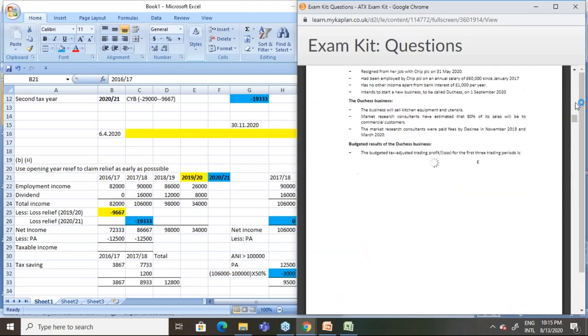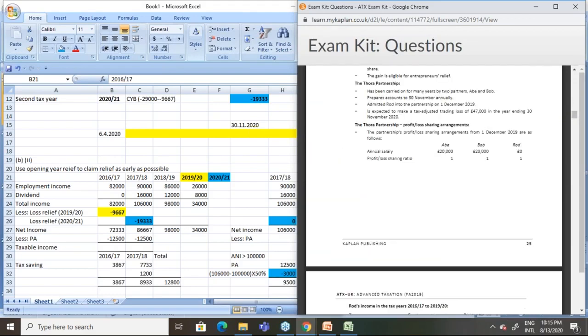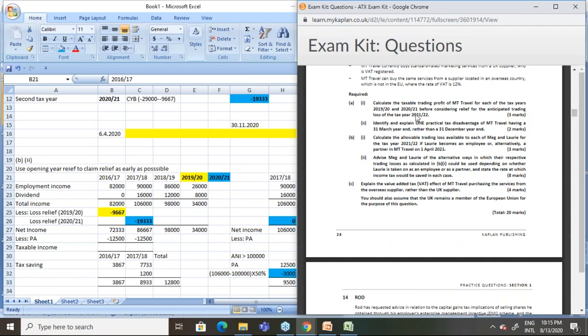What do you have to do here? Calculate taxable trading profit of MT Travel for each of the tax years 19/20 and 20/21 before considering relief for the anticipated trading loss of the tax year 21/22. So you can see a lot of questions are pertaining to trading losses. Identify and explain one practical tax advantage of MT Travel having a 31st March year end rather than a 31st December year end. Now this is from basis of assessment rules.